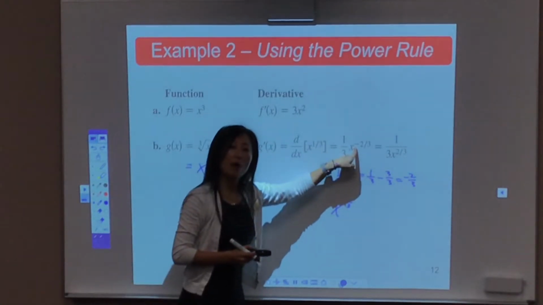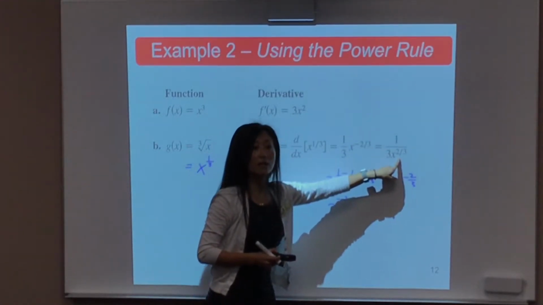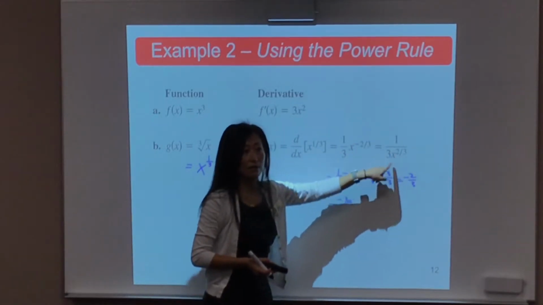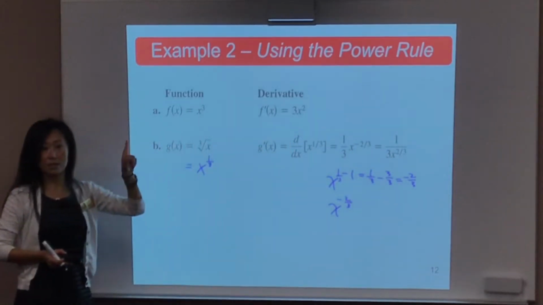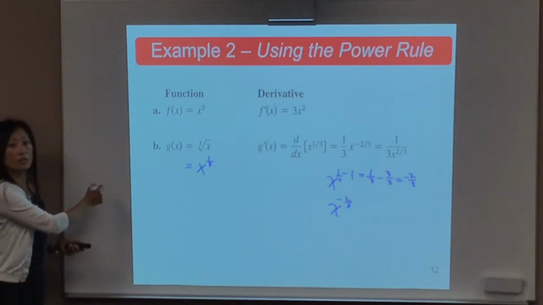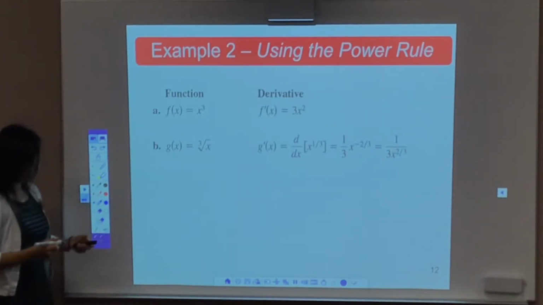Since it's a negative power, where do I need to put it? In the denominator to make it what? Positive power. So I put this into where? In the denominator. Is everybody following me? Is everybody with me right now? Okay. Any questions so far? Everybody good? Okay. Next.